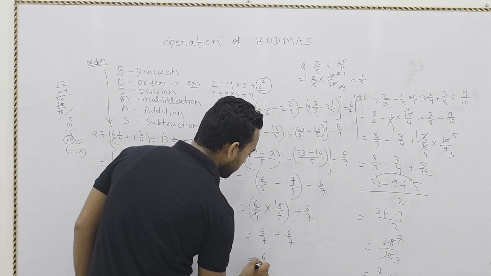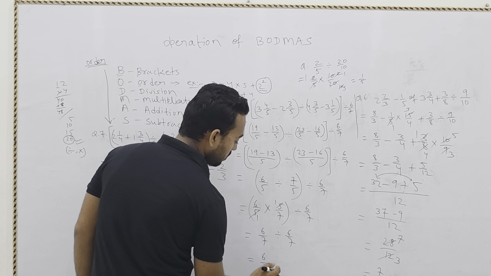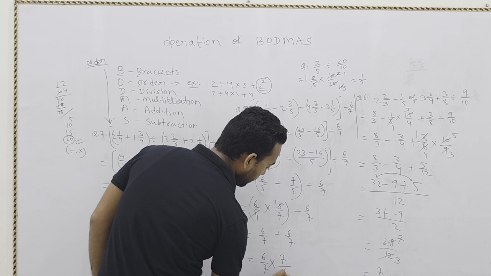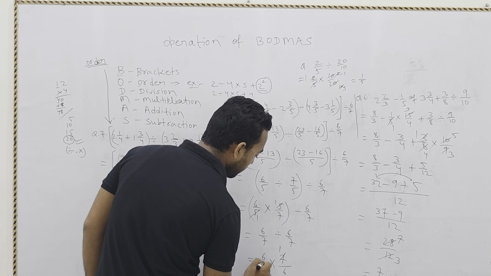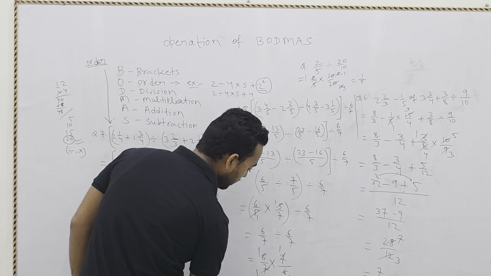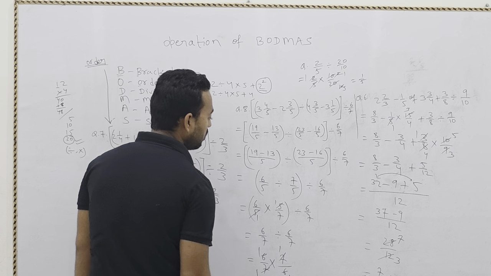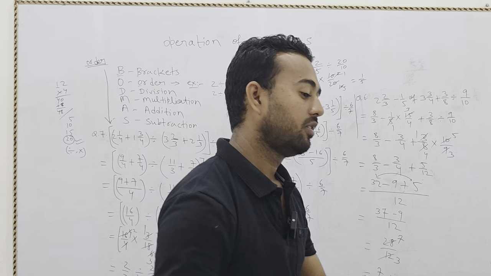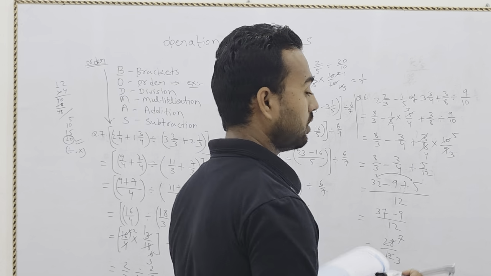Now again 6 by 7. This division portion will be converted into multiplication and it will be converted to 7 by 6. Again it will cancel out one by one. We will get the answer 1. So this type of question we can solve very easily. Now let's move ahead to question number 9.